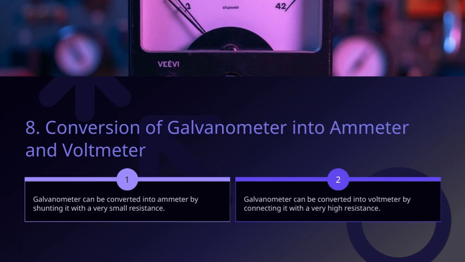On the other hand, to convert a galvanometer into an ammeter, we shunt it with a very small resistance. This shunt allows most of the current to bypass the galvanometer, enabling us to measure larger currents accurately. These conversions are fundamental because they show how we can adapt a single instrument for different measurements by just adding the right components. It highlights the versatility of galvanometers and their importance in electrical measurement tools.